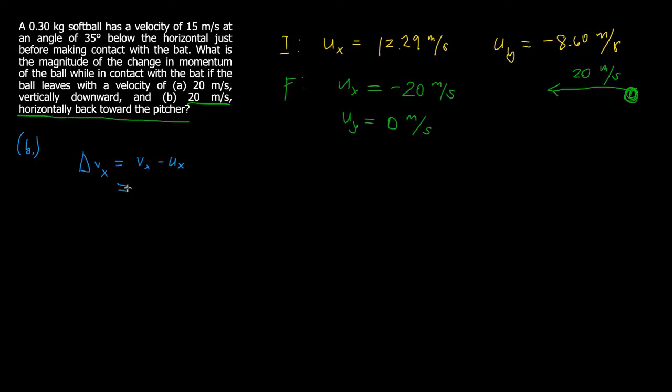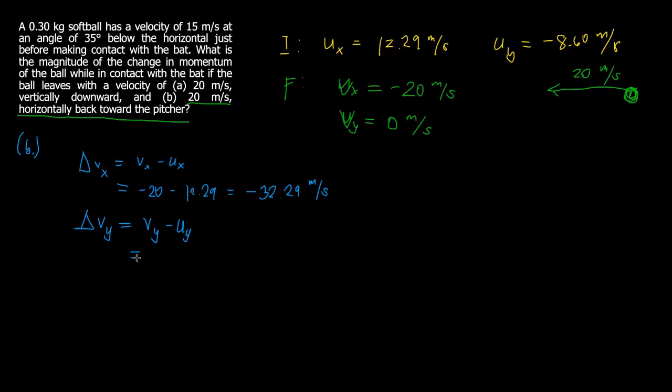That is equal to, ano yung delta, ano yung v sub x natin? This is not u, oh my gosh. This is v. I'm so sorry. Anyways, ang v sub x natin, that is negative 20 minus, ano, u sub x, that's 12.29. So, ang delta V sub x natin is negative 32.29 meters per second.